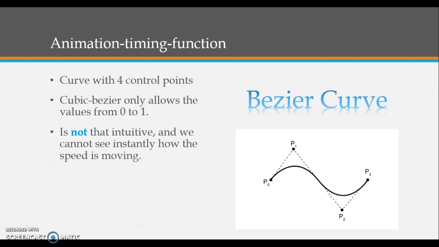The only problem with this is that it's not that intuitive, and it will be a little bit difficult to see instantly how the speed is moving, so we will be having to manually try to change this curve, and it could be a little bit of a hassle after a while. So a shortcut that I found that could be beneficial for us is cubic-bezier.com.